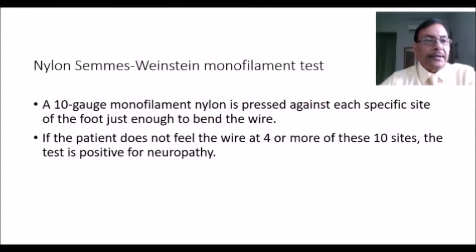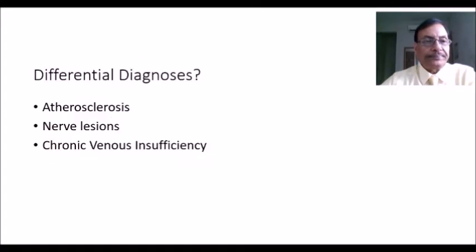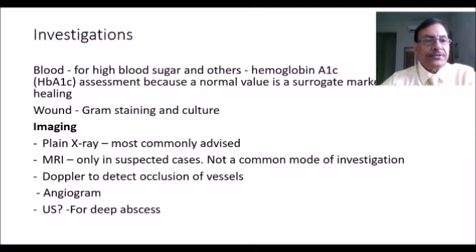Now let us understand the nylon Semmes-Weinstein monofilament test. It is a 10 gauge monofilament nylon which is pressed against each specific site of the foot, and it is pressed just enough to bend the wire. If the patient does not feel the wire at 4 or more of these 10 sites, the test is positive for neuropathy. The differential diagnosis is atherosclerosis, nerve lesions, and chronic venous insufficiency.